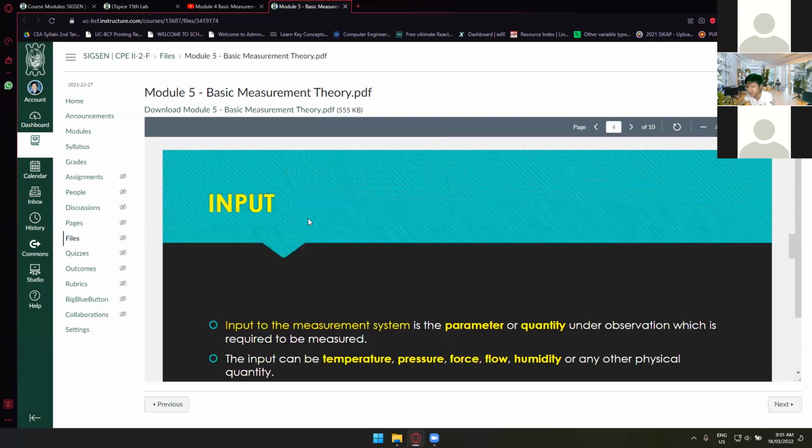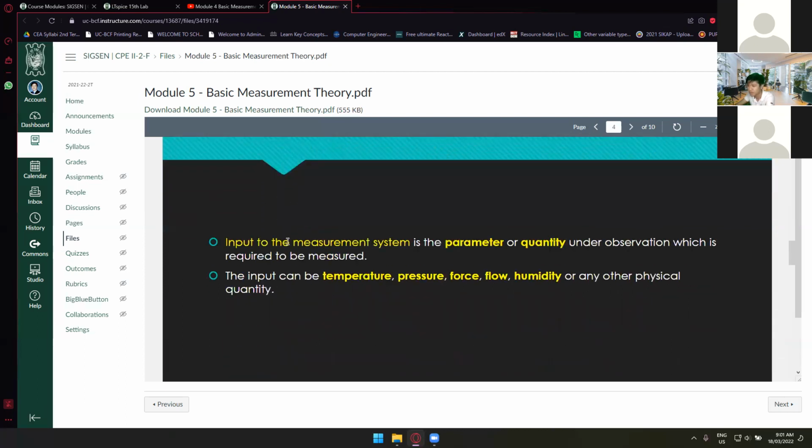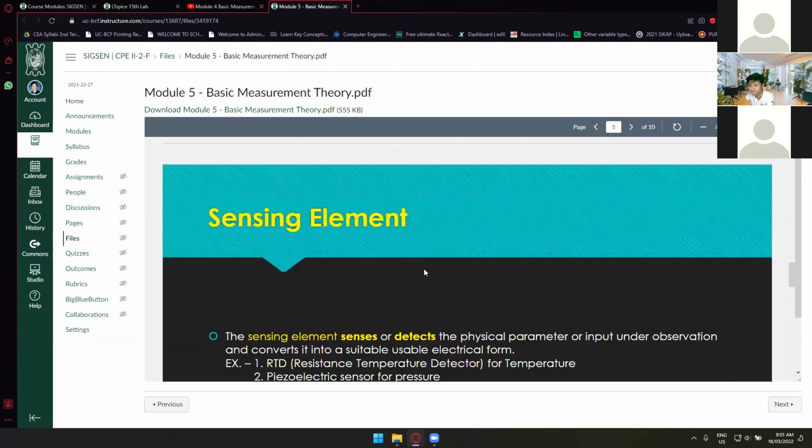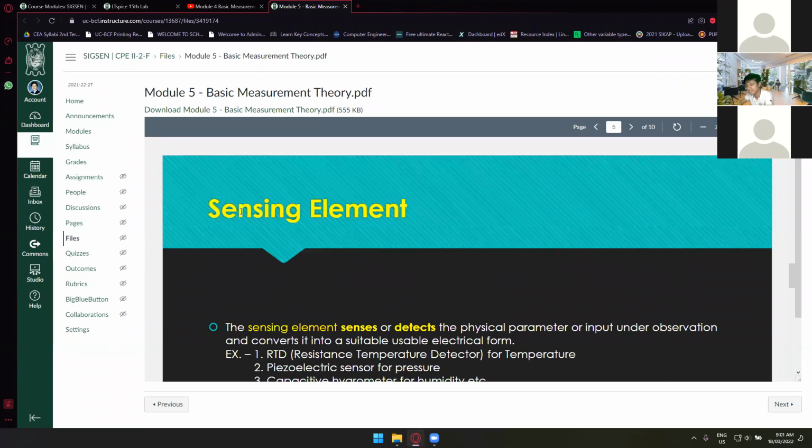What is this input, the first part of this block diagram? Of course, you guys know what an input is. It is a parameter or quantity under observation which is required to be measured. It could be a temperature, a pressure, a force, a flow, humidity, or any other physical quantity that you can think of. And next one is sensing elements.